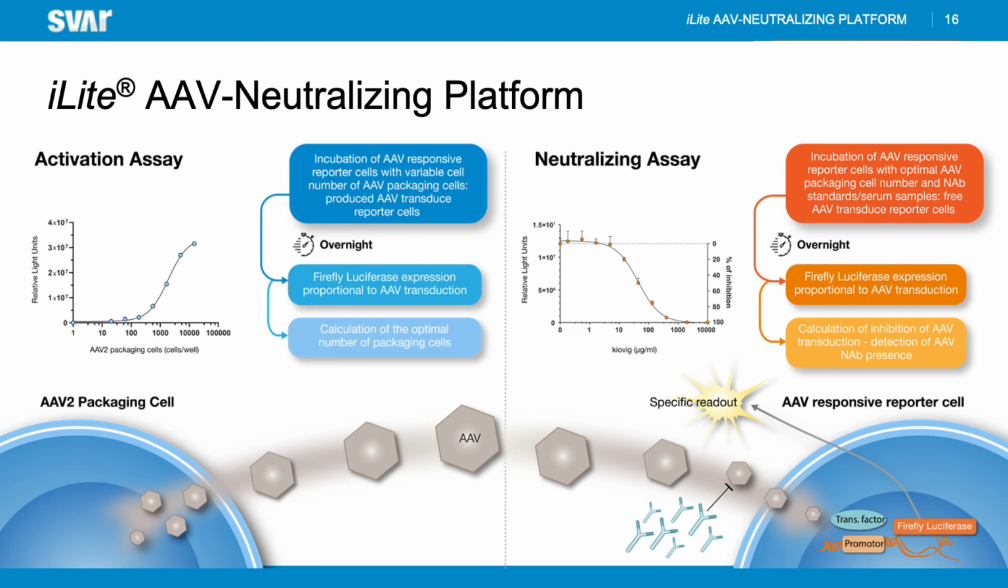In the neutralizing assay, packaging cells and AAV-responsive reporter cells are co-cultivated. Neutralizing antibody standards and serum samples are added and incubated overnight. The resulting luciferase expression is proportional to the level of AAV transduction. The inhibition of AAV transduction can be calculated, and the presence of neutralizing antibodies against AAV can be determined.